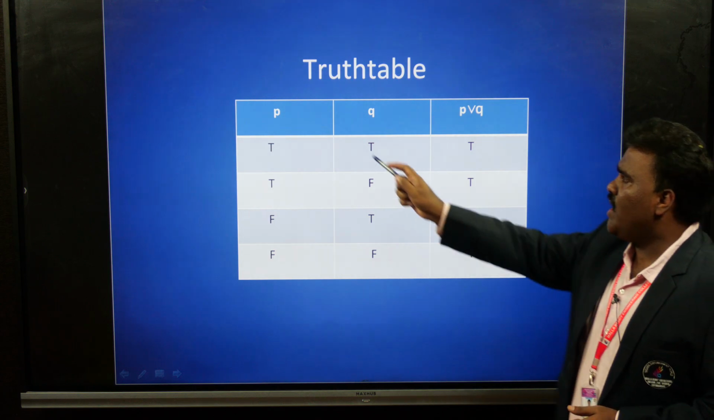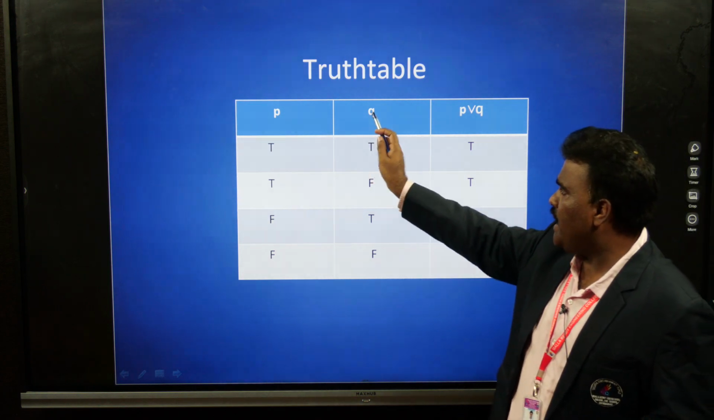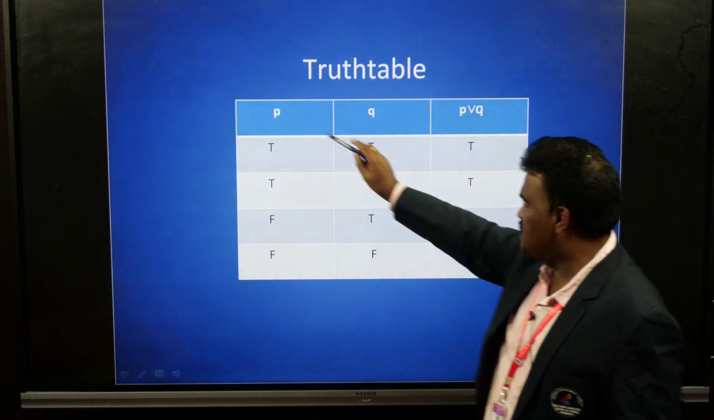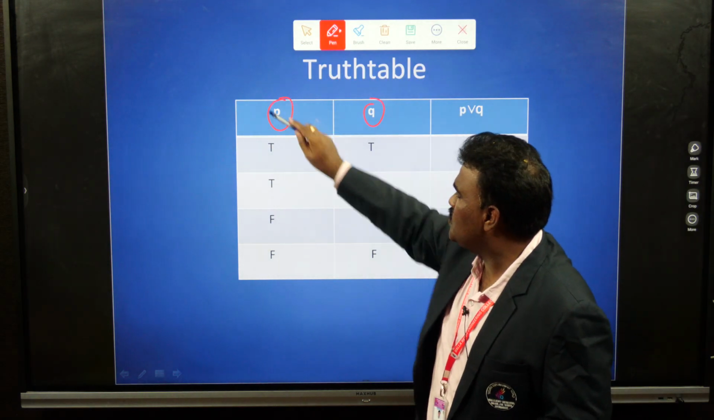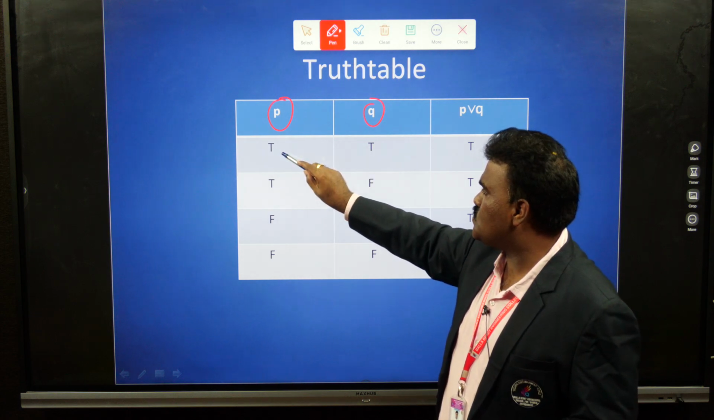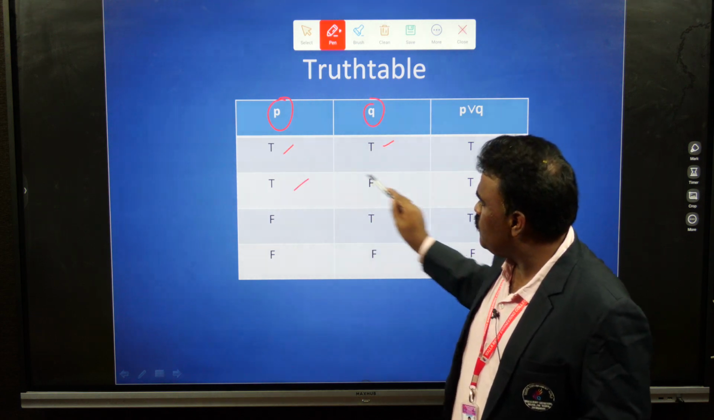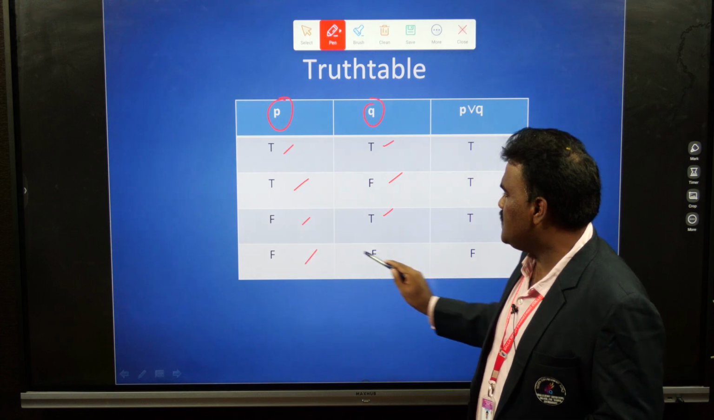See here, we have P and Q, two statements. First statement is P and the second statement is Q. Now I am taking these statements' values as true: true, true, true, false, false, true, false, false.